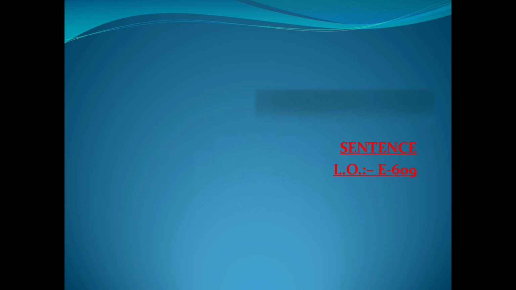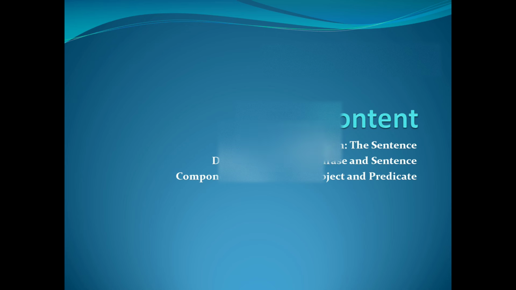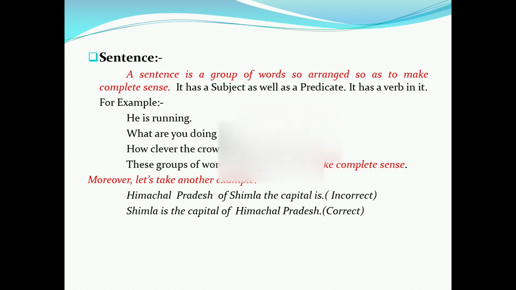As we learned very much about phrase and its types in the previous lecture, today we learn about sentence and its components. Its content contains the definition of sentence, difference between phrase and sentence, and the components of sentence, that is subject and predicate. Dear children, we make use of sentences when we are speaking, reading and writing. In order to form correct sentences, we place the words or phrases in a particular order such that they give meaning to what we want to convey.